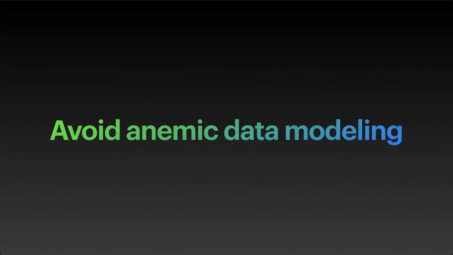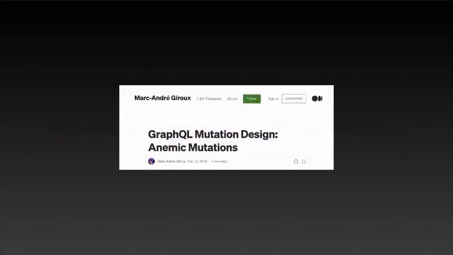I would say avoid anemic data modeling. Sure, the comment does have a post ID. Sure, the create comment input does have a post ID, but it doesn't mean we are able to update it. No, these do not have to match. You're supposed to build your apps according to your business needs, and that business logic should be on the server, not on the client. Marc from GitHub actually has an excellent blog post called GraphQL Mutation Design: Anemic Mutations, and he dives deeper into these.